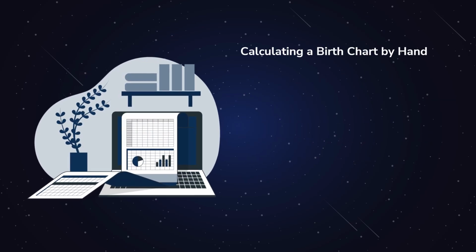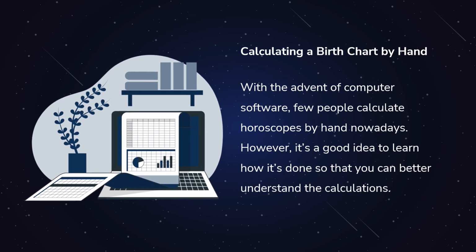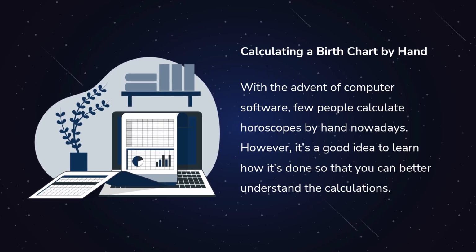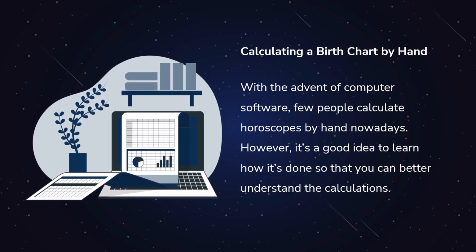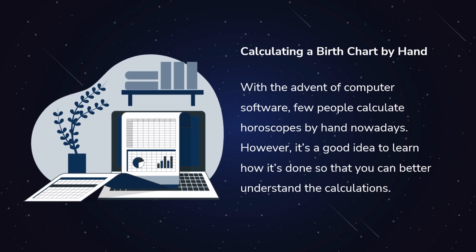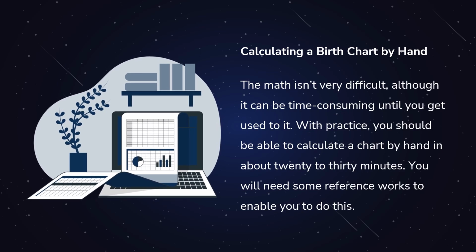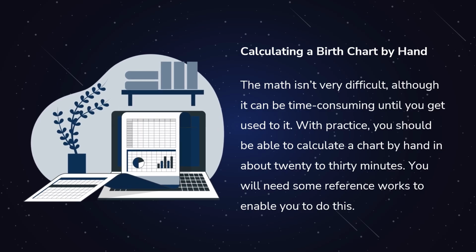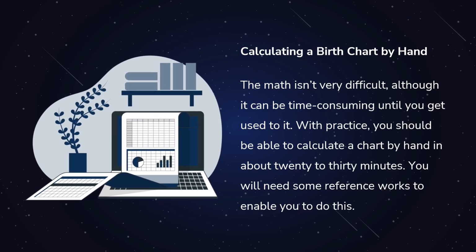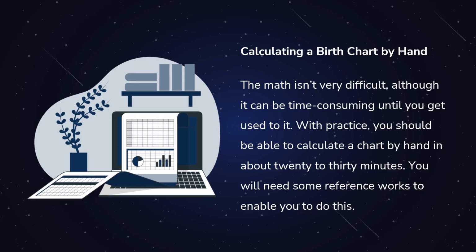Calculating a birth chart by hand. With the advent of computer software, few people calculate horoscopes by hand nowadays. However, it's a good idea to learn how it's done, so that you can better understand the calculations. The math isn't very difficult, although it can be time-consuming until you get used to it. With practice, you should be able to calculate a chart by hand in about 20 to 30 minutes.